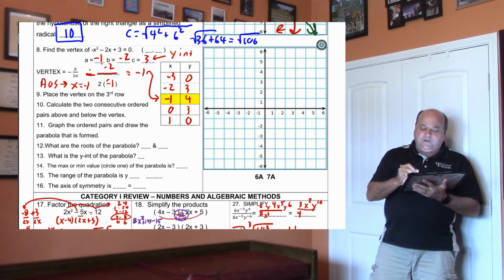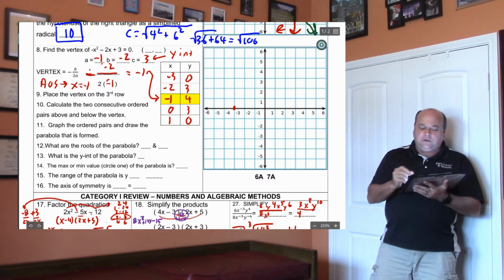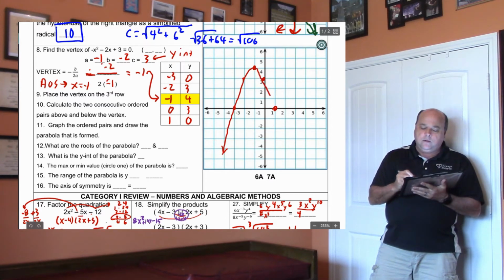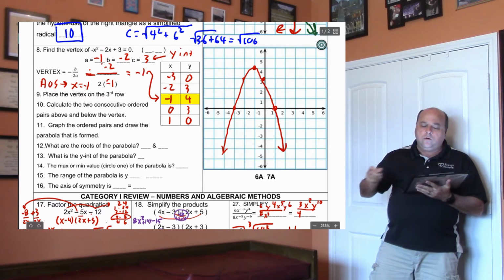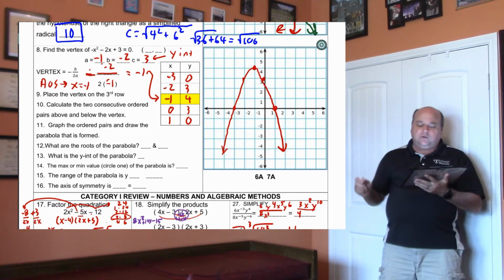Now I'm going to graph these ordered pairs: -3, 0, -2, 3, -1, 4, 0, 3, which is my y-intercept, and then 1, 0, and then I'm going to draw the parabola. Okay, now we're going to answer the questions.